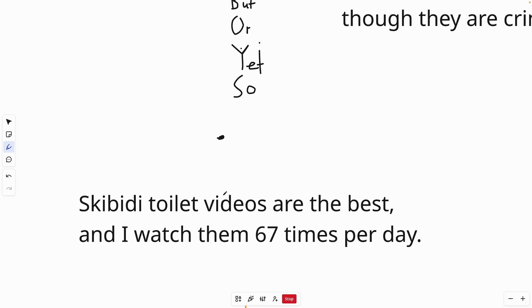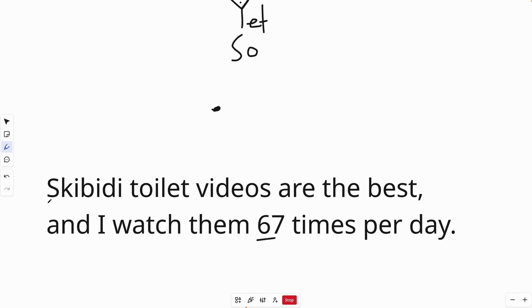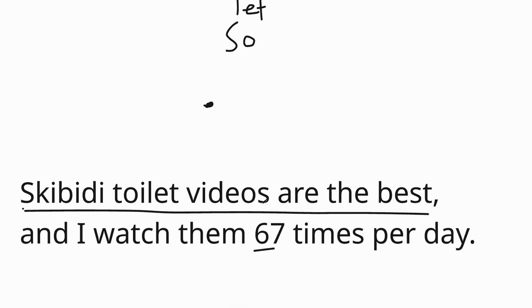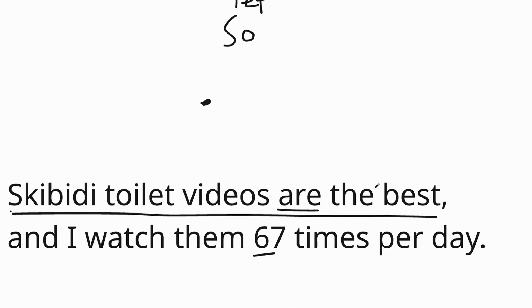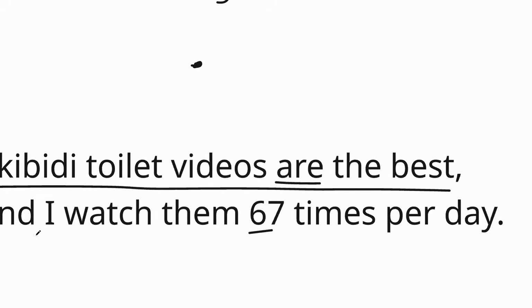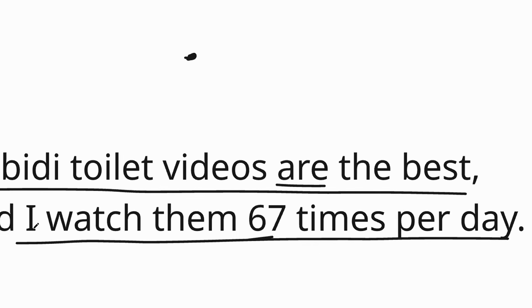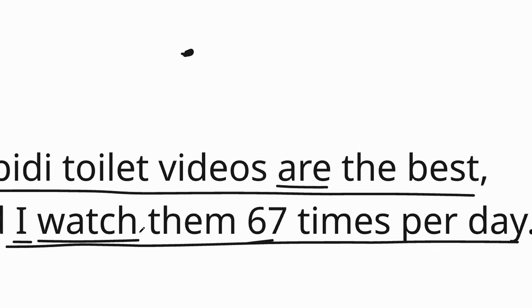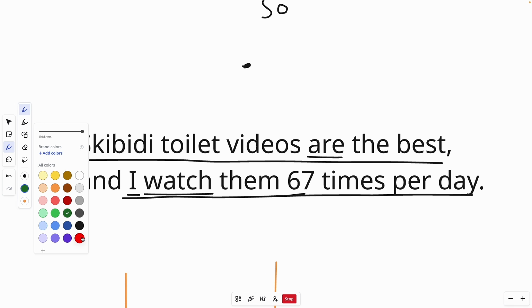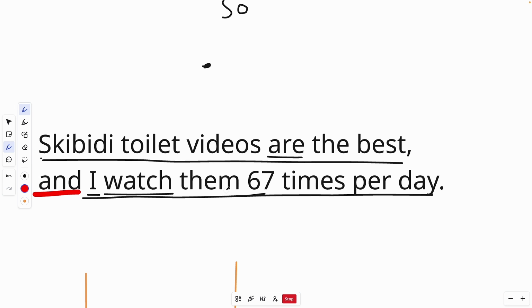Here's 2 independent clauses. Skibbity toilet videos are the best, and I watch them 6-7 times per day. The first independent clause is skibbity toilet videos are the best. You can notice here it has skibbity toilet, which is the subject, are, which is the verb, and the best, and it doesn't begin with any kind of weird phrase at the beginning. The second thing, I watch them 67 times per day. That is also an independent clause because you see I, which is the subject, watch, which is the verb, and then 67 times per day. Keep in mind that if you have and at the beginning of it, this kind of destroys the independentness of the clauses. So I'm kind of counting this without the word and included.